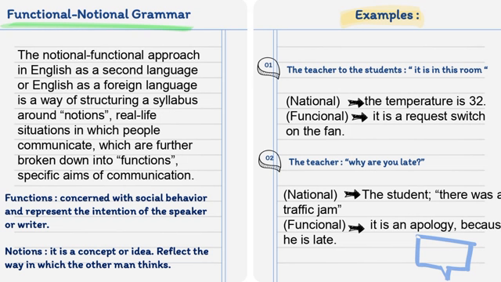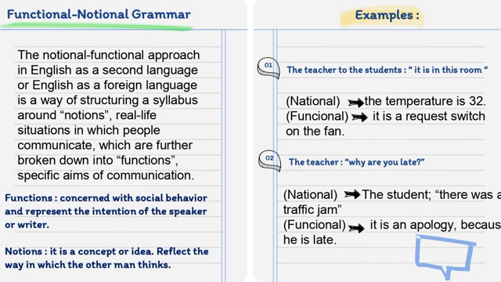For the next one, we have functional notional grammar. The notional functional approach in English as a second language or English as a foreign language is a way of structuring a syllabus around notions, real-life situations in which people communicate, which are further broken down into functions, specific aims of communication. So here's the difference between function and notions.